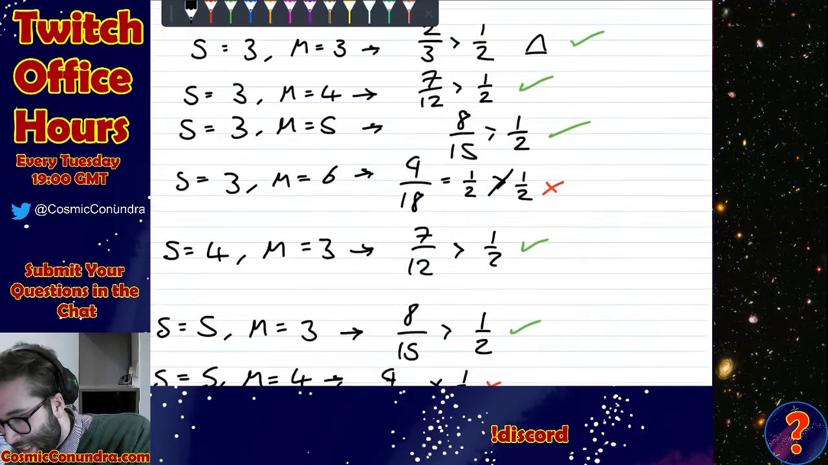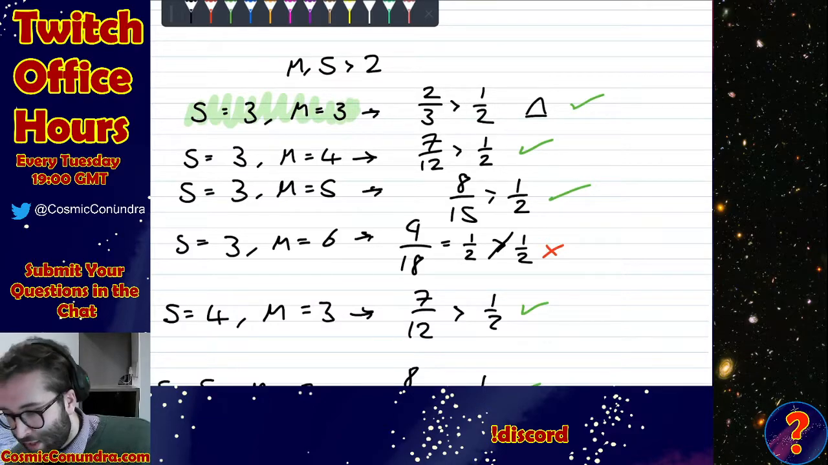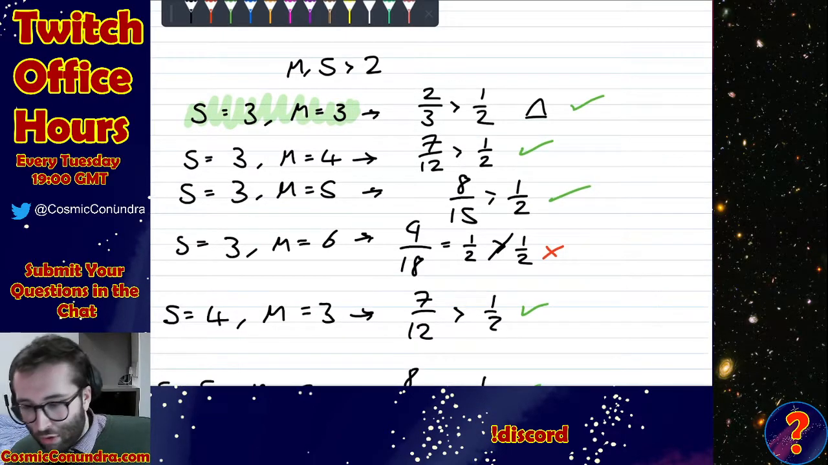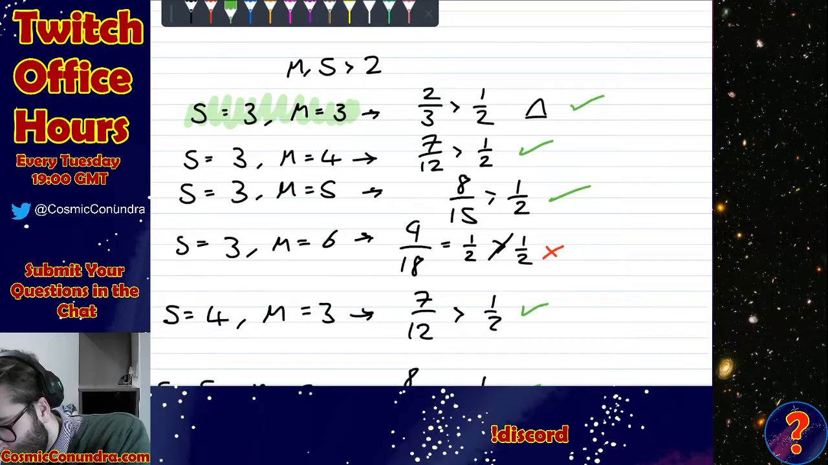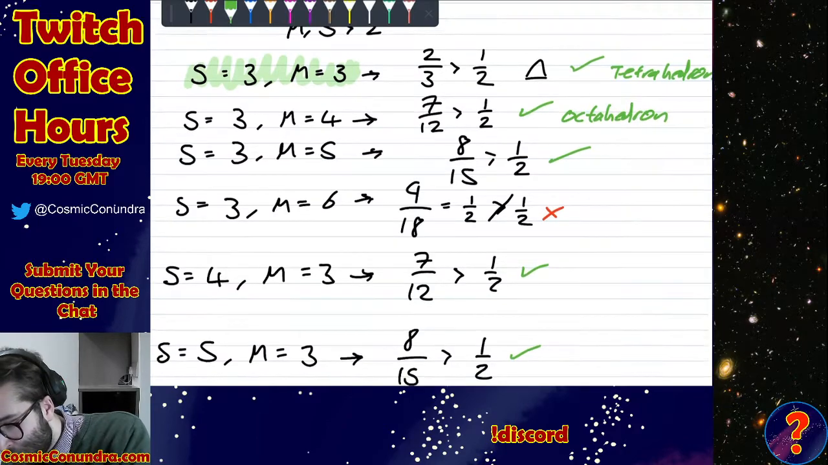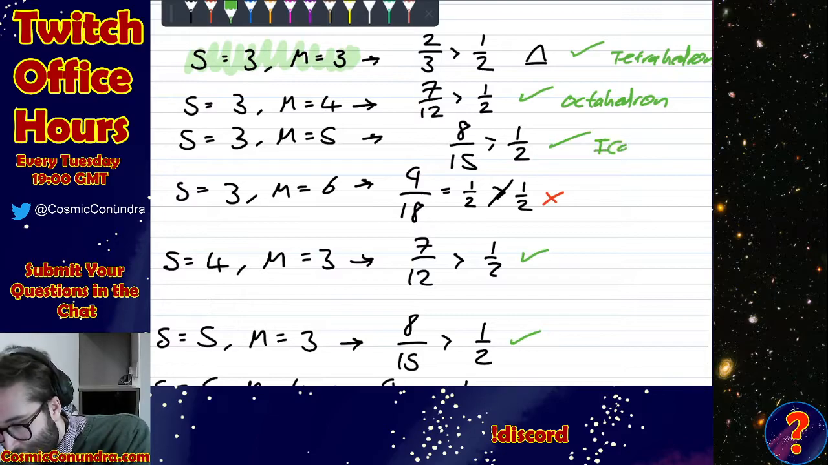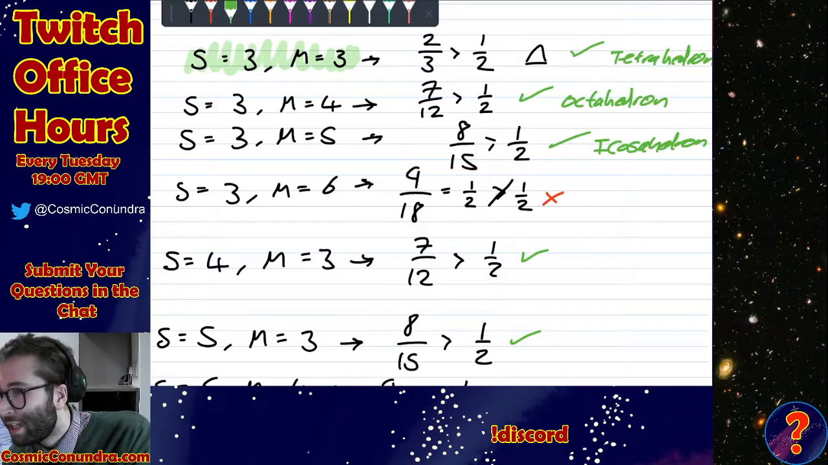And these all have particular names. So the S is 3, M is 3 one is the tetrahedron. The S is 3, M is 4 is the octahedron. And the S is 3, M is 5 is the icosahedron. So this is 5 triangles meeting at a single point in every vertex.